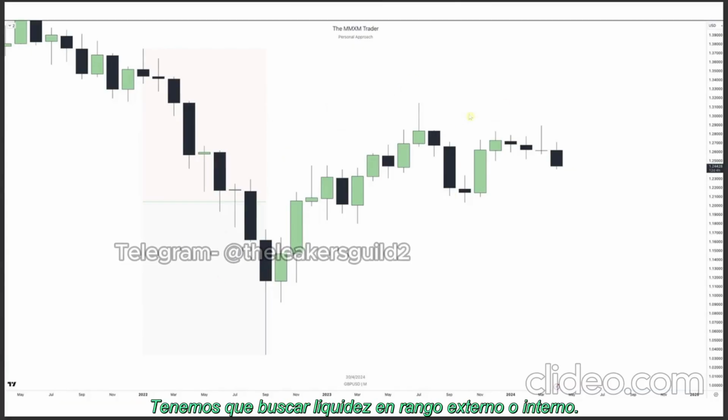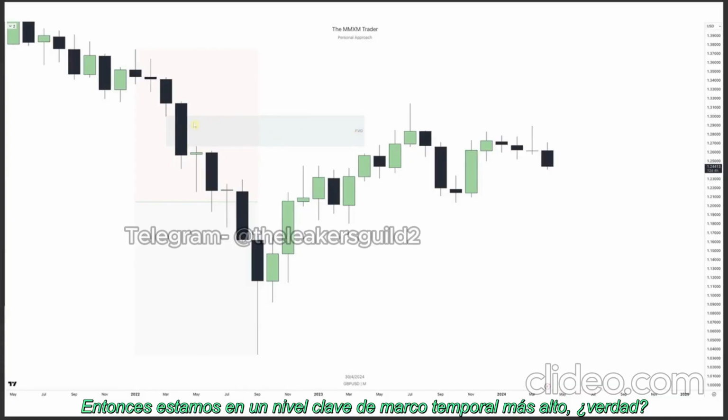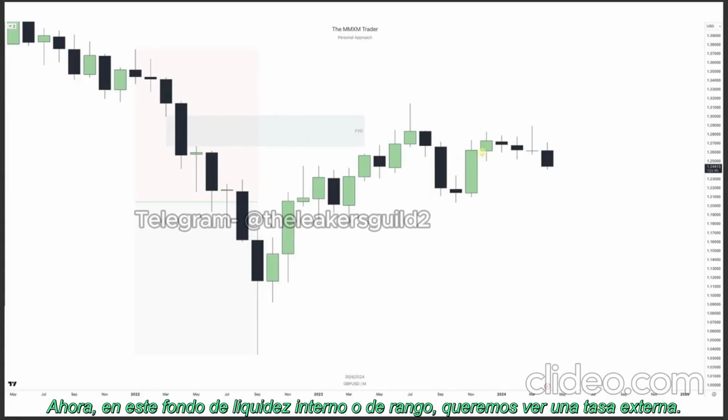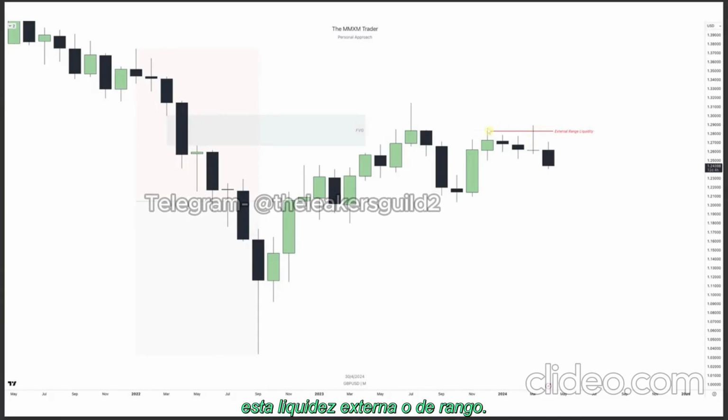We have to look for external or internal range liquidity. We've got that fair value gap. So we're in a higher time frame key level, right? Now, in this internal range liquidity pool, we want to see a raid on external. We've got a swing high over here, and then we can actually see this monthly candle raids this external range liquidity.